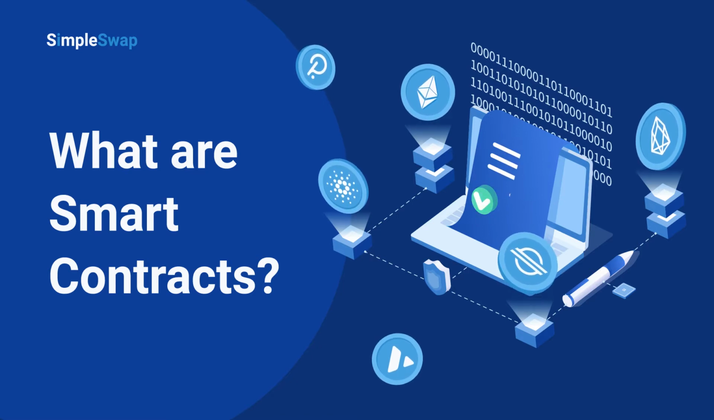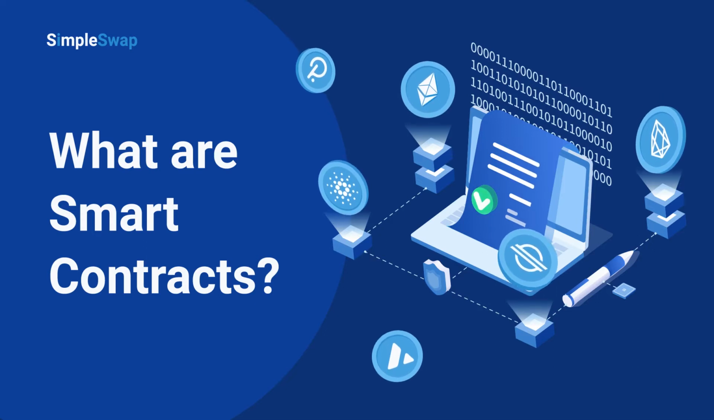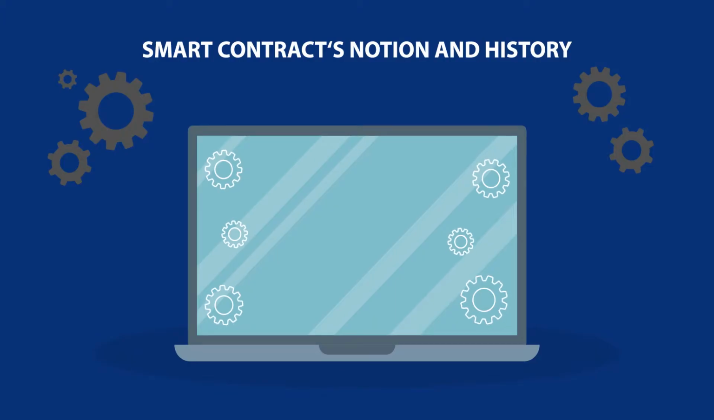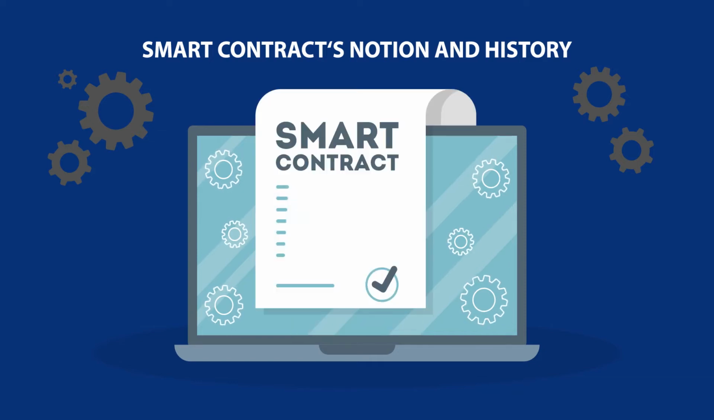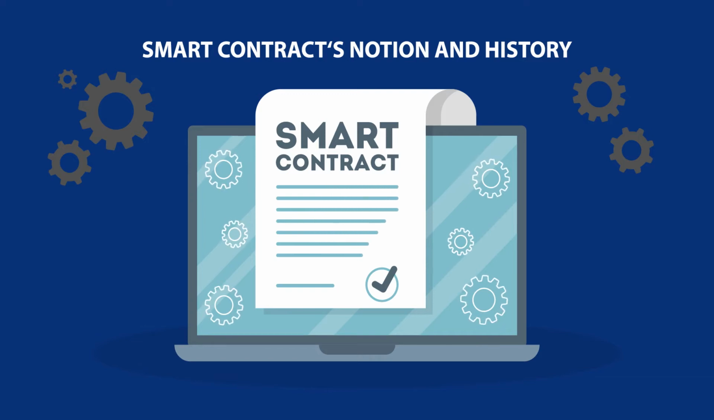In this video, we will explain to you what smart contracts are and how they work. Let's start. First, let's dive into smart contracts' notion and history. In the 1990s, one talented computer scientist, Nick Szabo, came up with the brilliant idea of solidifying agreements in the form of digital contracts. The idea implied there wouldn't be a need for third parties like banks anymore because smart contracts would be self-activating and self-executing.